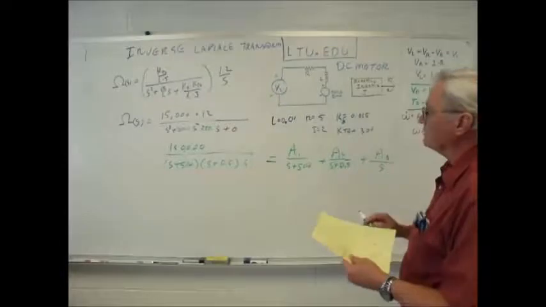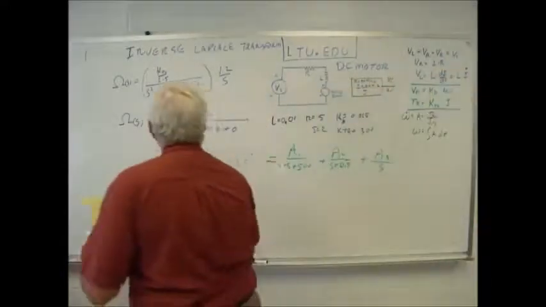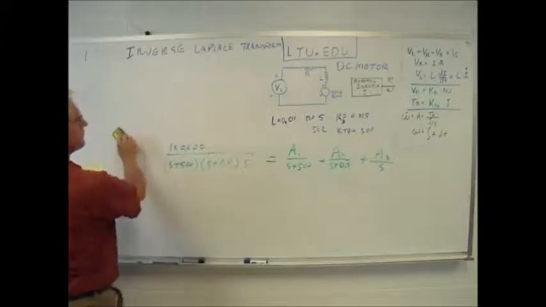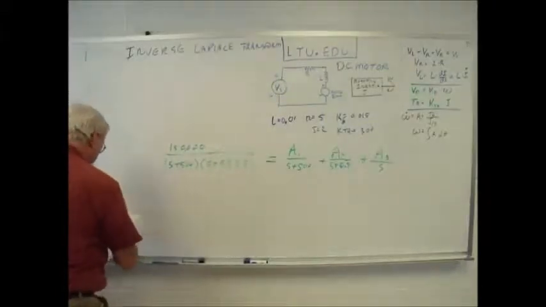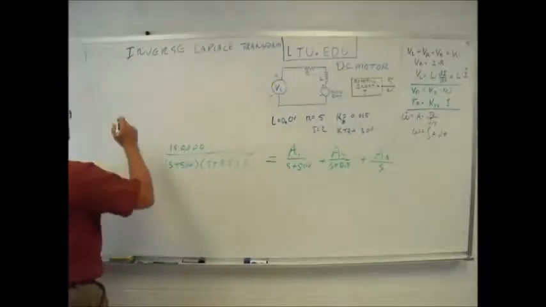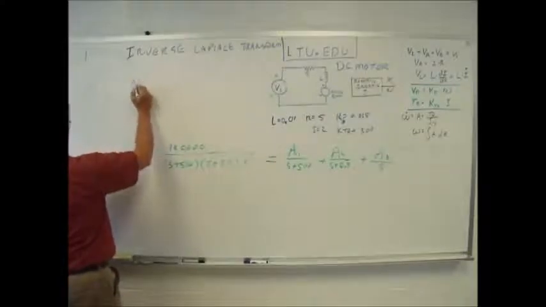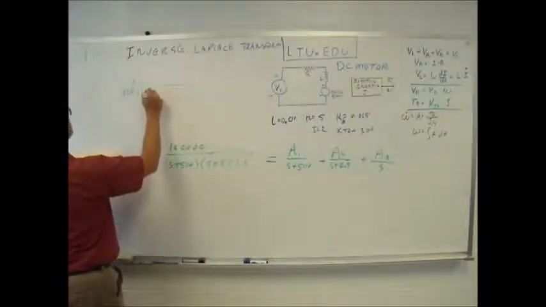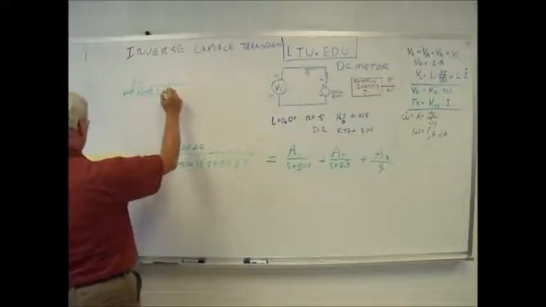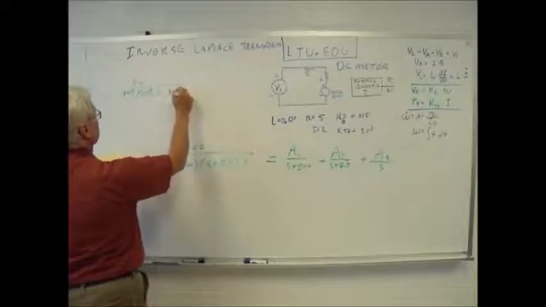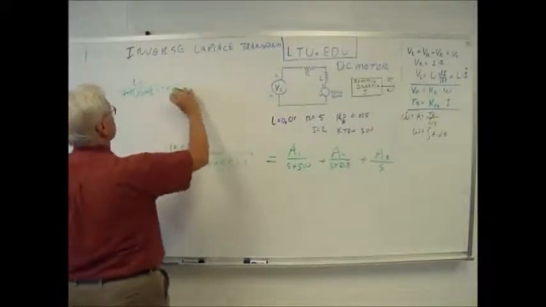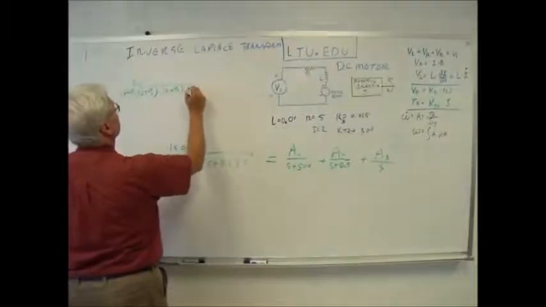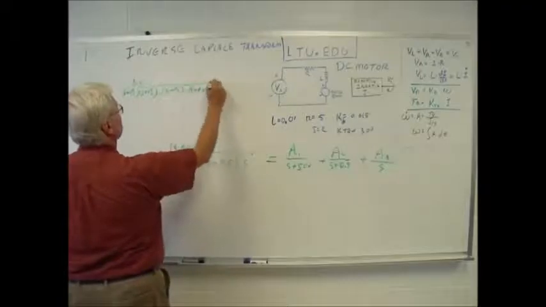So our process in general, I need some room. I'm going to erase all this. Our general process is, if I have some numerator function and I have a series of poles, s plus p1, s plus p2, all the way to s plus pk. Now let me throw in an s plus pn in the middle, s plus pn, s plus pk, all multiplied together.